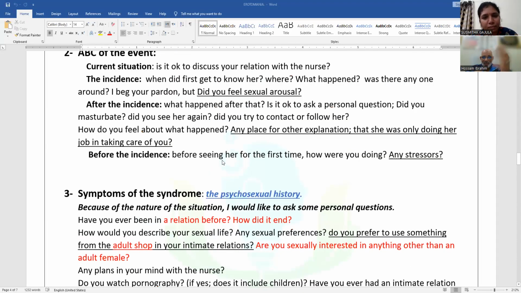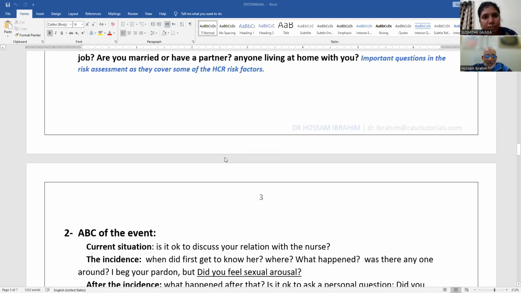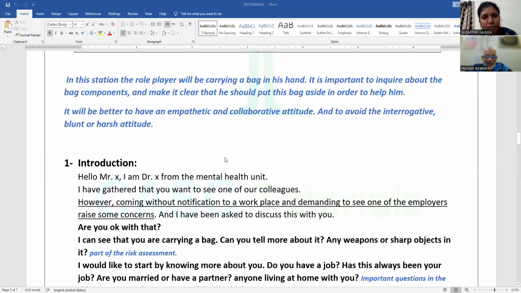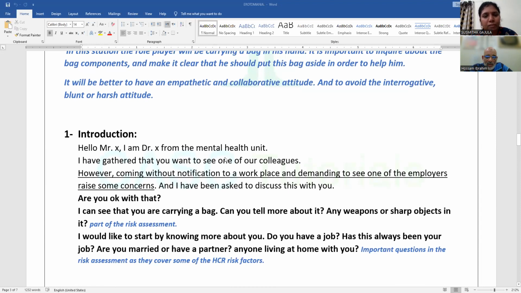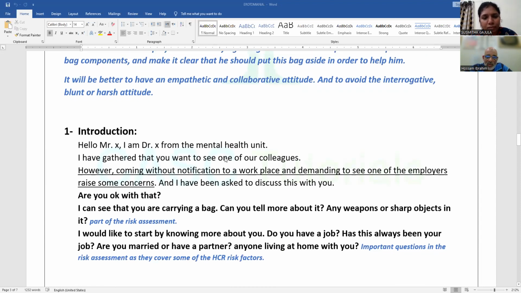Okay, so let's see this station also. Again, this station highlights the importance of communication skills. In this particular station, the role player will come to you with a bag in his hand. You are going to see the patient face to face in Sheffield. So he will have a bag in his hand, and you must ask him about this bag. How are you? So you're not going to start the station immediately. As I always say, don't go directly through the details of his relation.